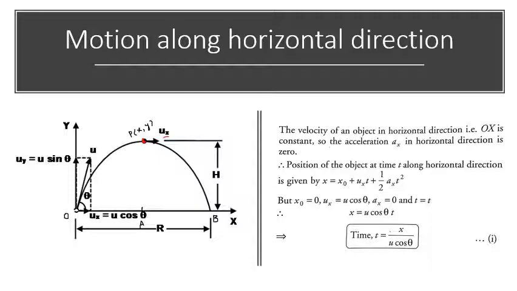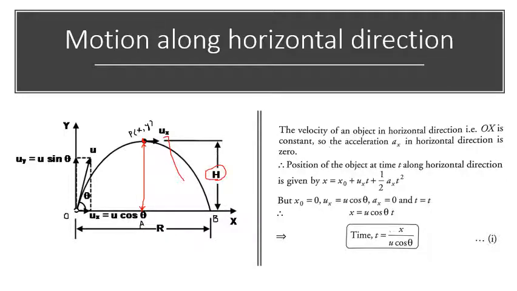It attains a maximum height at AH. So this point is A, where it attains the maximum height. So what is this distance, this height from the ground level? It is capital H, which I have given here.